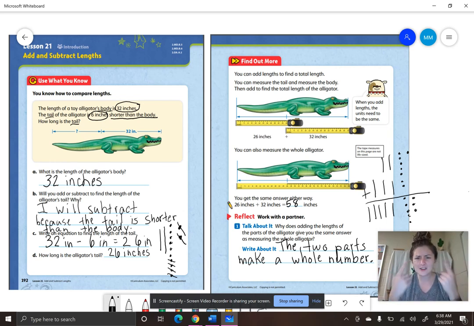Because good learners do what? Hard things. All right, Smarties, that is it for today's lesson. Remember, when you are measuring lengths, that you are using the same units of measurement and that you are being precise.